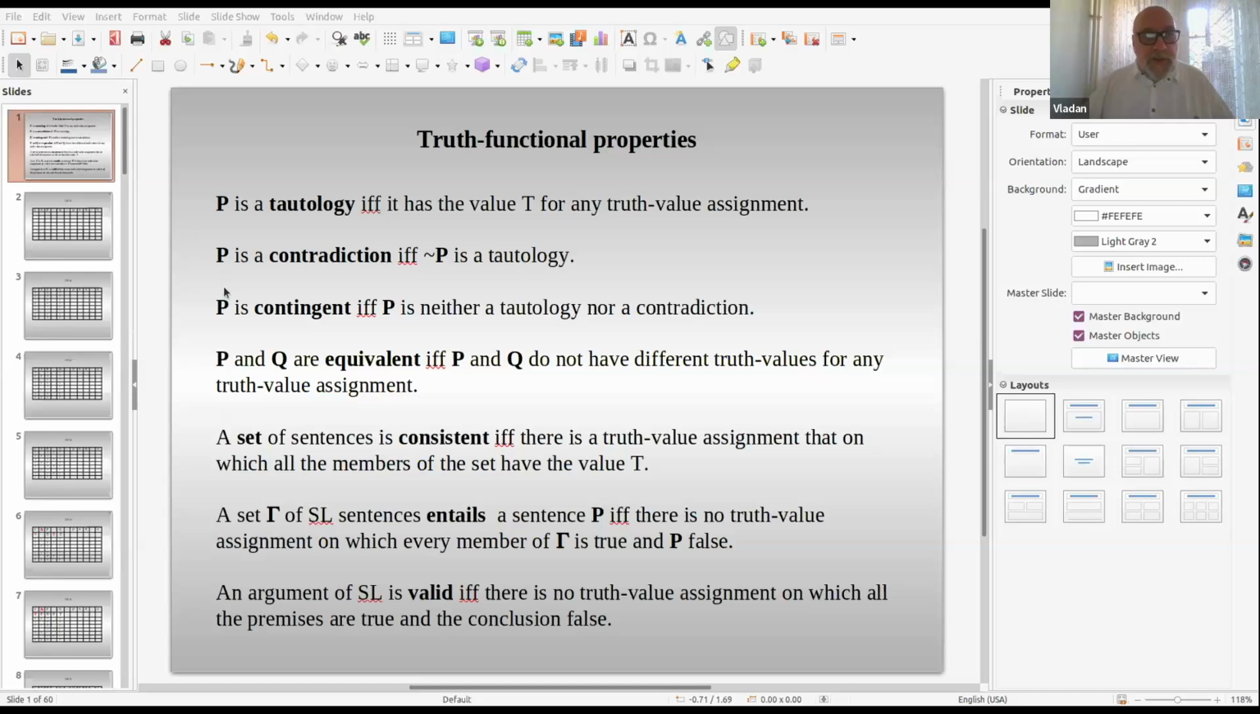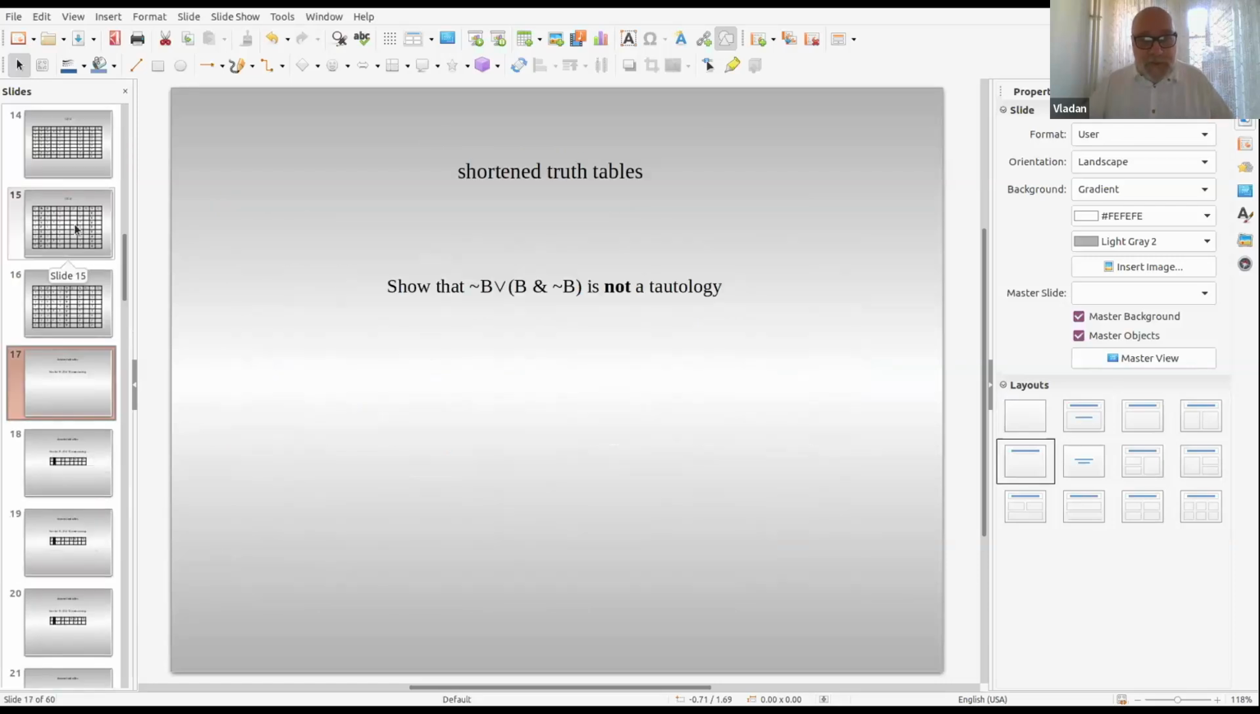If I find one line where P is true, then I don't need to check whether P is a contradiction. But to show that P is contingent, I need either to do the whole truth table or to do two lines, one where P is true, the other where P is false. Let me start with a simpler example, and then I will write one to explicitly answer what you asked me.